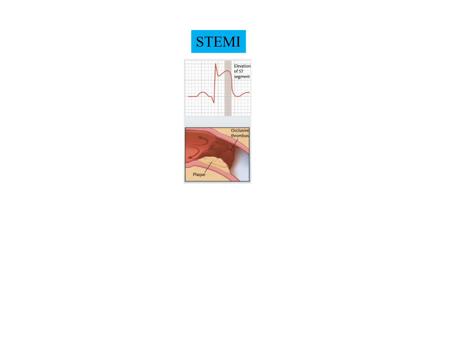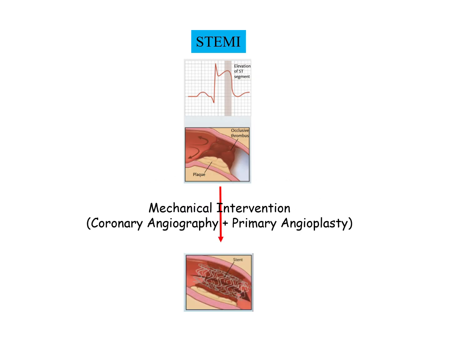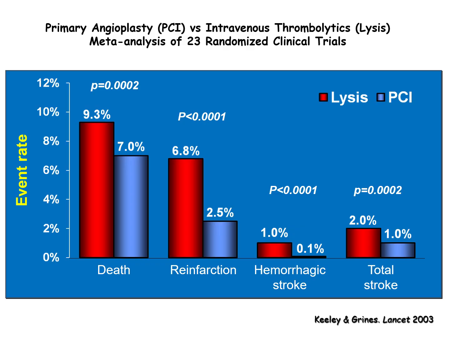This is where investigators started thinking of using mechanical intervention with coronary angiography and primary angioplasty to open up occluded arteries rather than using thrombolytic medications. Multiple studies were performed comparing primary angioplasty to intravenous thrombolytic medications in patients with ST elevation myocardial infarction, and all of them showed that primary angioplasty was able to reduce mortality, reinfarction, and it was able to reduce the risk of cerebral bleeds from 1% to almost 0.1%.